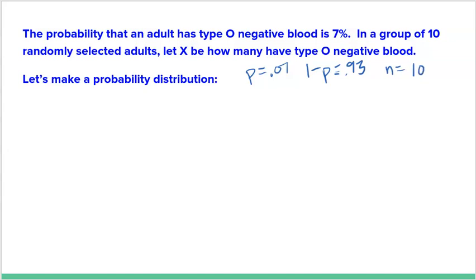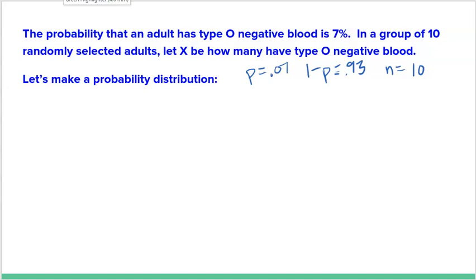So we also know that on every single person, you either have the blood O negative or you do not. That's the first condition we got to check. Second, we know that the probability of having the blood is 7%, and that should stay the same from person to person. It's not going to go up or go down. And each person's likelihood is independent of the next. People do not affect each other when they're randomly selected.